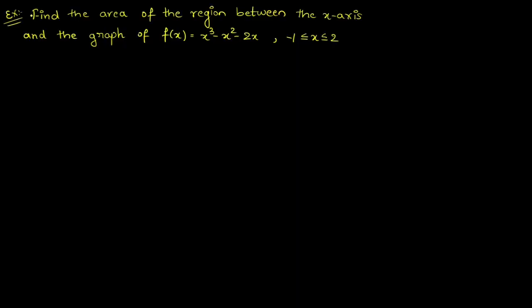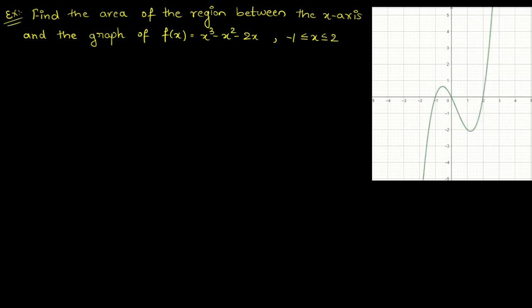Here we have a first example: find the area of the region between the x-axis and the graph of the function f of x equals x cube minus x square minus 2x in the interval minus 1 comma 2. So it is a closed interval minus 1 comma 2. The graph of this function appears in this form. So this is the type of graph. Let's see the solution for this example.